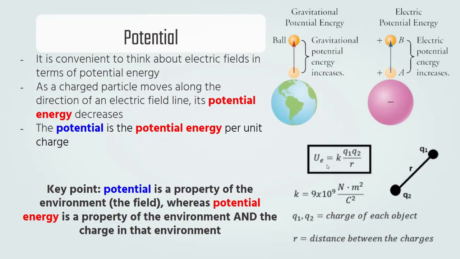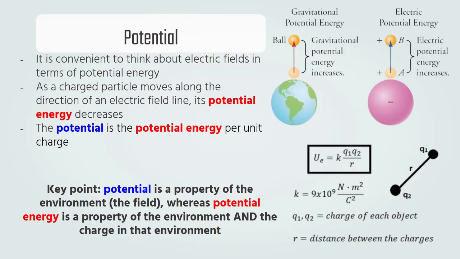So this formula right here, U_E equals k q1 q2 over r, that's the formula for potential energy. And you'll notice it's dependent on both the charges, right? But say I just have some charges spread out through space, and I want to determine if I were to put a charge there, what would its potential energy be? I describe that configuration of charges with the potential, okay? The potential is the property of the environment or the field, whereas potential energy is a property of the environment and a charge in that environment, okay? Potential is, strictly speaking, the potential energy per unit charge.